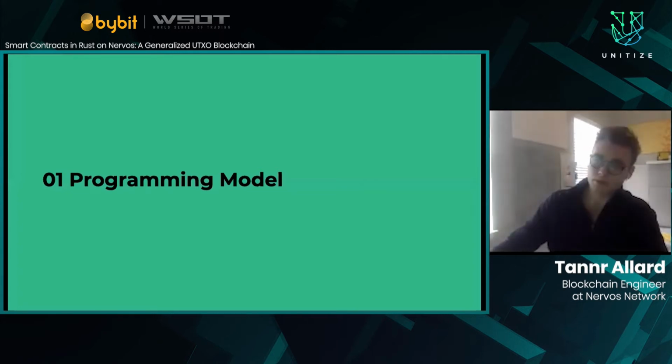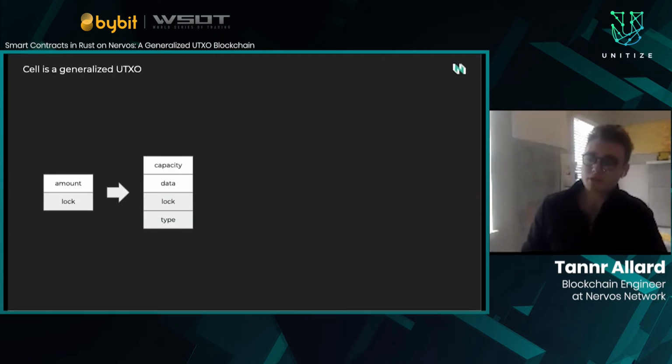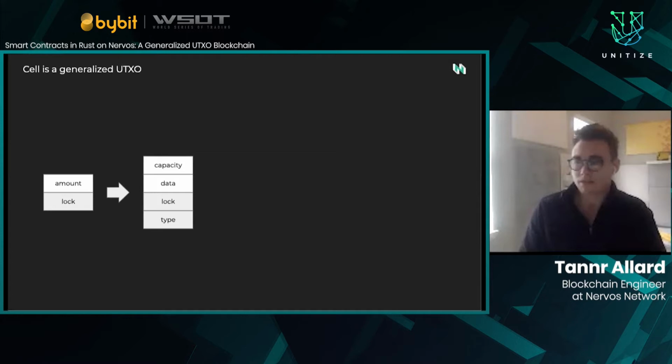So first, let's go over the programming model. I mentioned that our state model is a generalized UTXO. The fundamental state unit is what we call a cell. On the left, you see that from Bitcoin, UTXOs have an amount and a lock, right? We generalize this a little bit to 4 different fields: capacity, data, lock, and type.